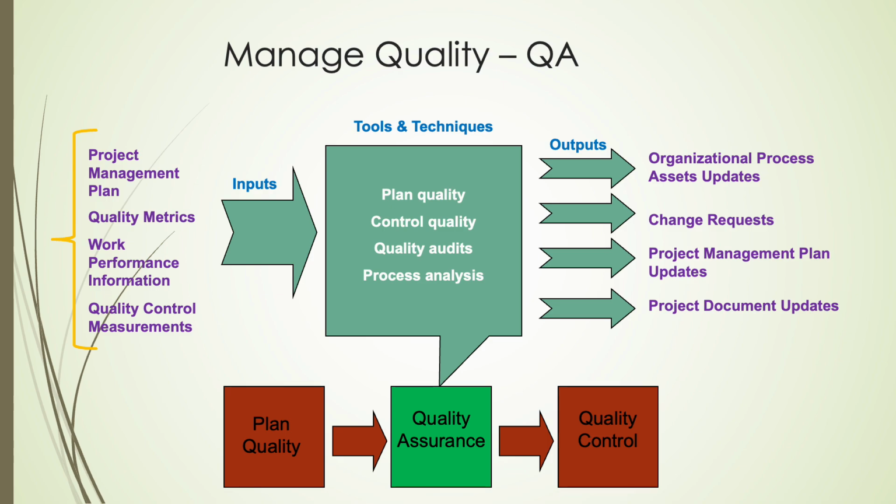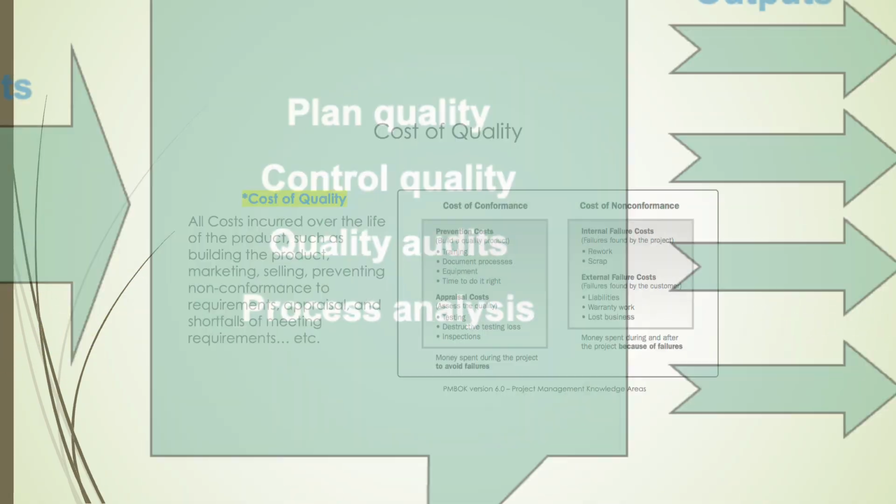We then apply key techniques like quality audits, process analysis, and continuous improvement methods. This helps drive essential outputs such as organizational process asset updates, change requests, and updates to both the project management plan and project documents, all ensuring that quality is built into every stage of the project.